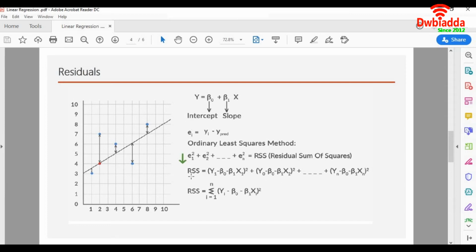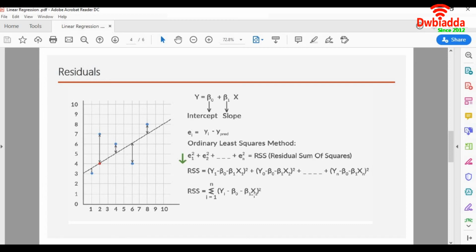Now, which will be the best fit line? The best fit line is the one which has the minimal value of RSS. In other words, which has the minimum errors. How do we achieve that? To have the minimum value of RSS, either I can do a differentiation based on beta naught and beta 1, or I can use another method which is called gradient descent.